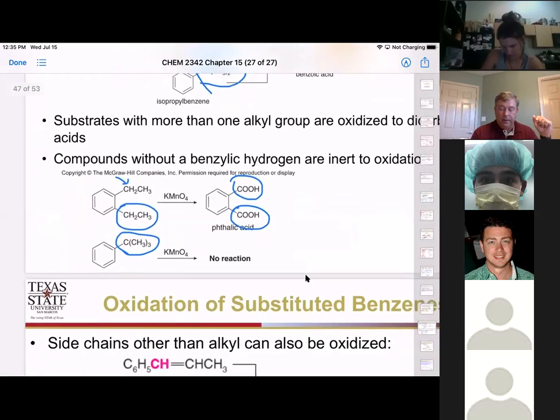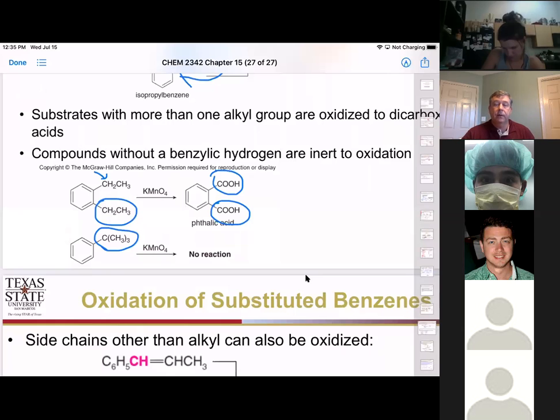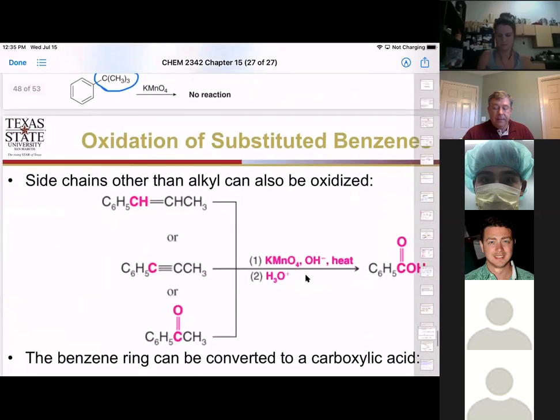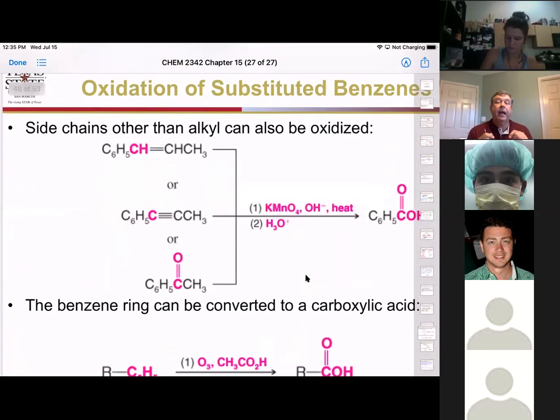Okay, all right. So let's look at some other oxidations that we can do. In the case of having something where we have a double bond or an sp or sp2 hybridized carbon next to the ring, we can still oxidize at that position, that one carbon out from the benzene ring, without oxidizing the ring itself.